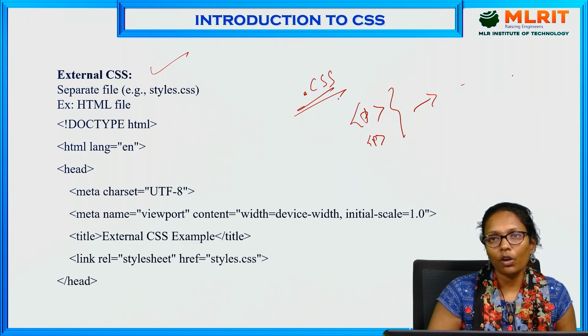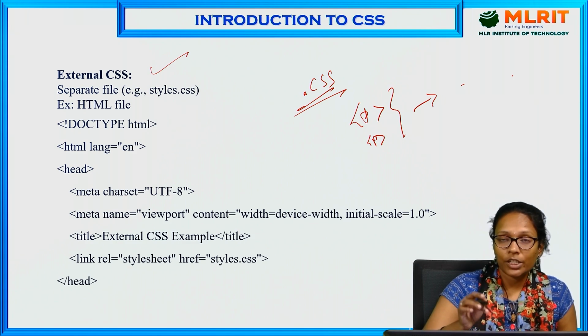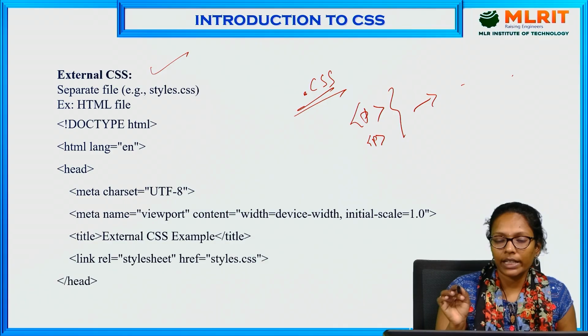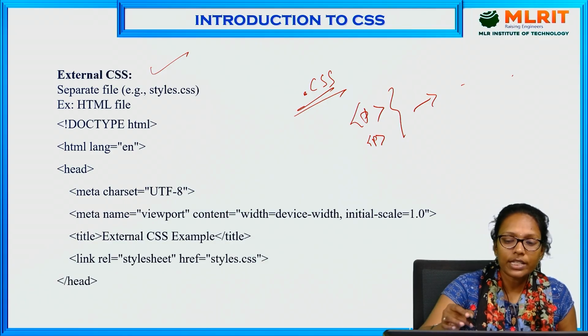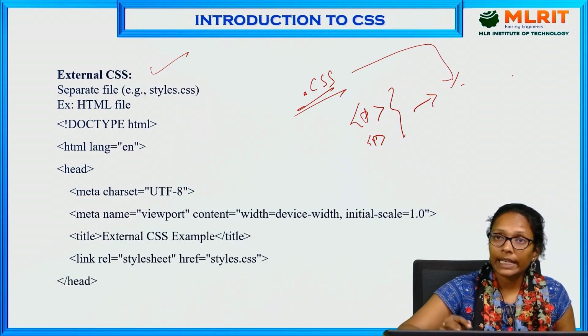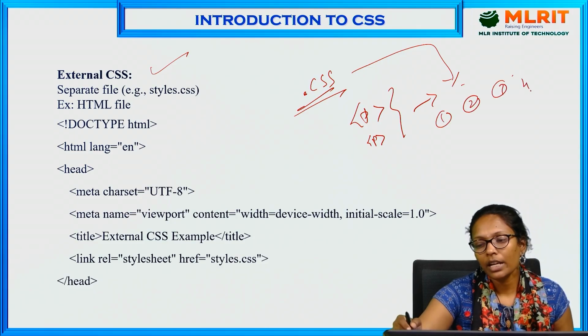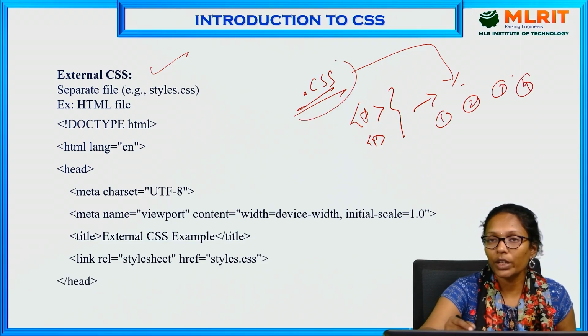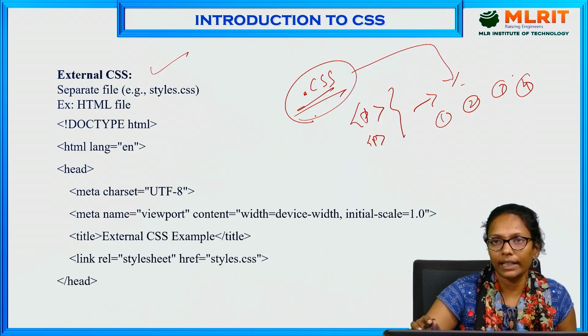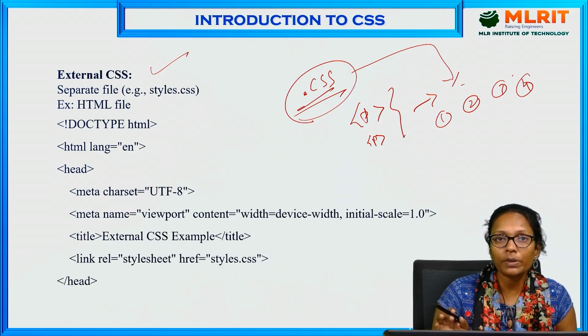So this file you're calling a style file. The extension will be .css, cascading style sheet, and this .css file you can use in any number of files. I have some 100 programs, 100 applications. In all those 100 applications, you can use this .css file directly. You don't need to write again and again. You can simply write once and use it multiple times.